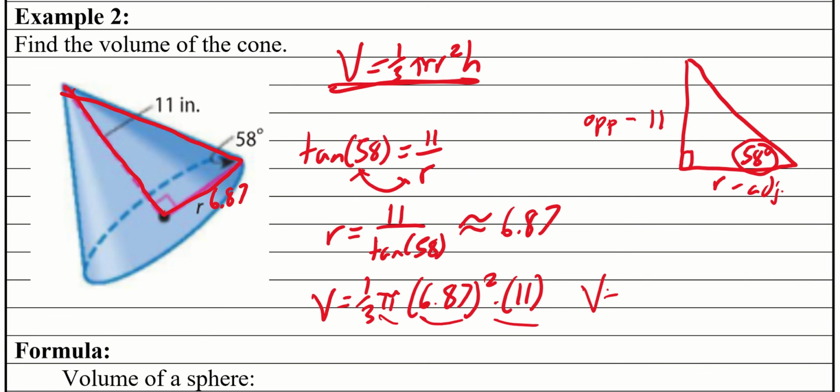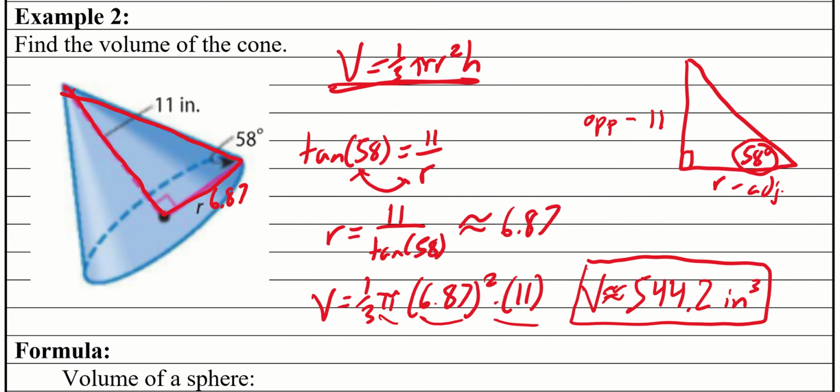And so if you type all this into your calculator correctly and kept all the decimals in there, your answer should come out to be about 544 point, and then I'm just going to round off to the tenth place and say 2. So 544.2. And then last step, always good, like we've been doing in this unit, I want to include the units. So this is going to be inches, and then since it's volume, it's going to be inches cubed, or in other words, inches to the 3rd power. And that's going to be my final answer.